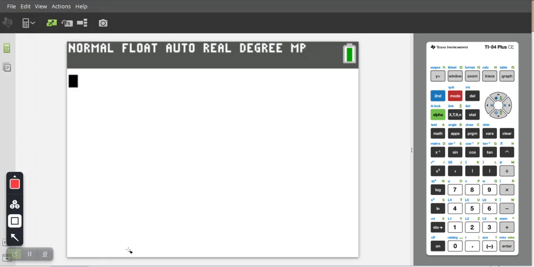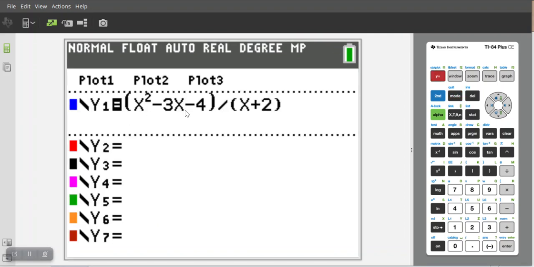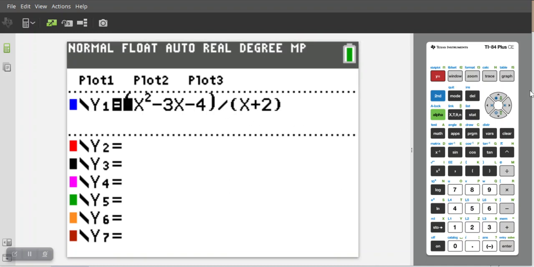In this tutorial, I'm going to show you how to use the zoom capabilities of your graphing calculator to learn more about a function that you have graphed. To begin, the zoom function, generally found at the top, on this one it's right in the middle. Here I have a function, x squared minus 3x minus 4 all over x plus 2. I have to have that defined in y1, and I'm going to just click on the graph.